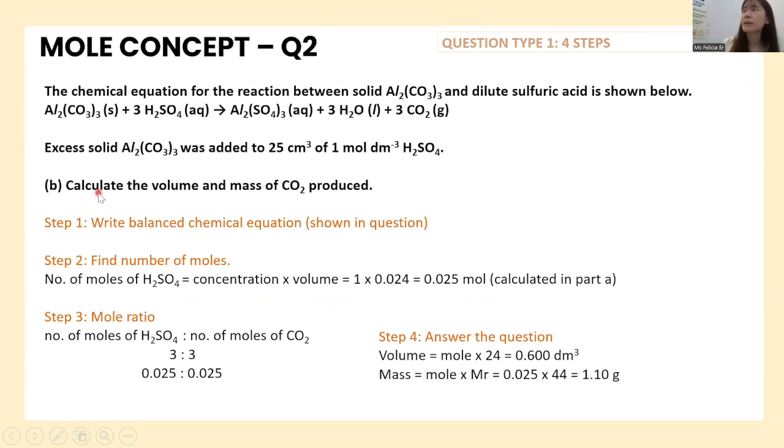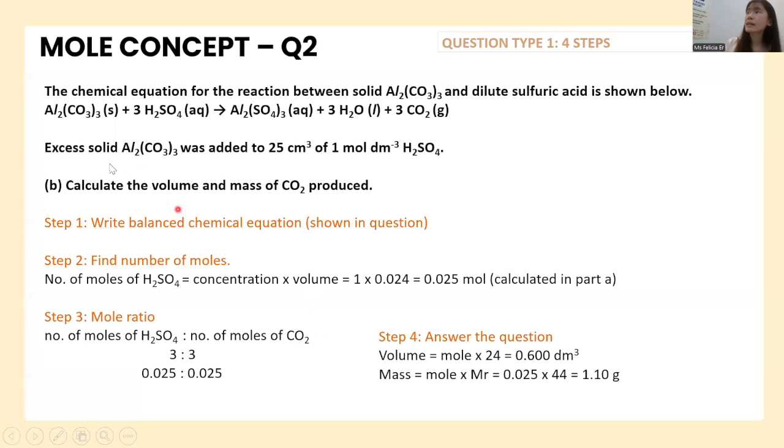The question is still the same, but instead they are asking you to calculate the volume and mass of carbon dioxide. So this is still the same question type where you use the 4 steps. You see, again, the chemical equation is settled. Find number of moles. This was calculated in part A. Then you just move on to mole ratio. The mole ratio left side is always based on the step before. So the step before is H2SO4.